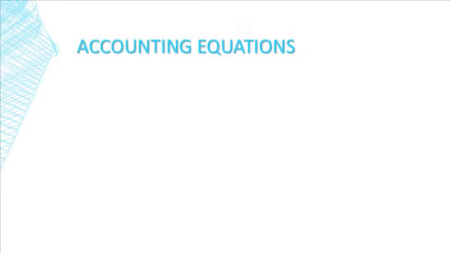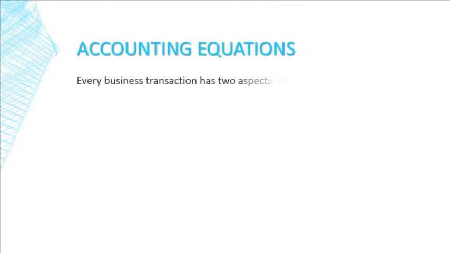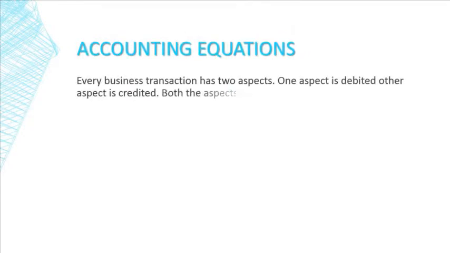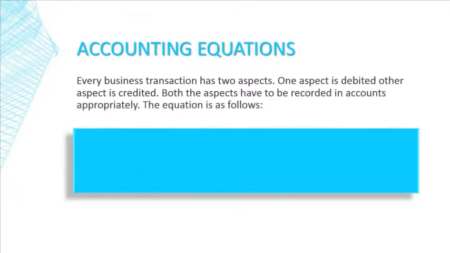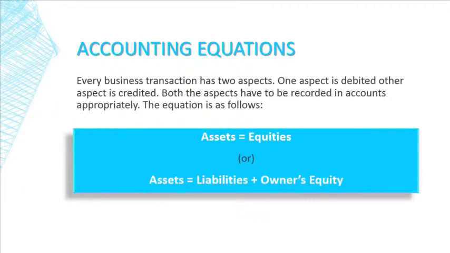Accounting equation. Every business transaction has two aspects. One aspect is debited, the other aspect is credited. Both the aspects have to be recorded in accounts appropriately. The equation is as follows. Assets equals equities, or assets equals liabilities plus owner's equity.